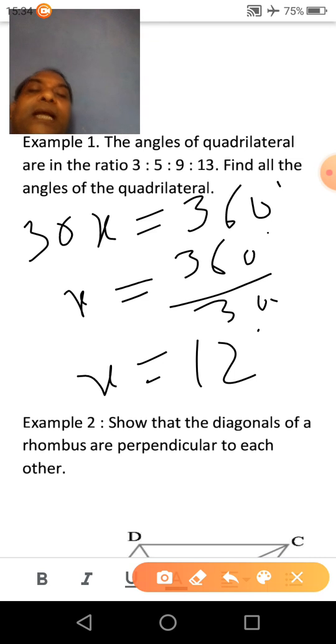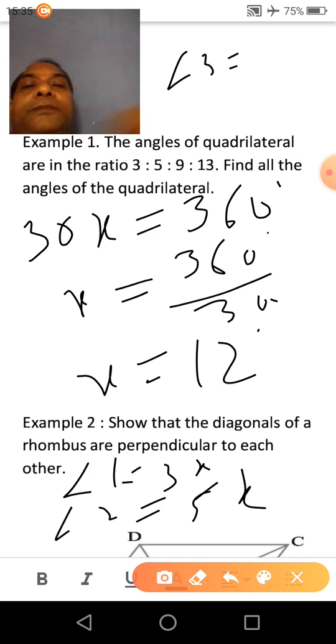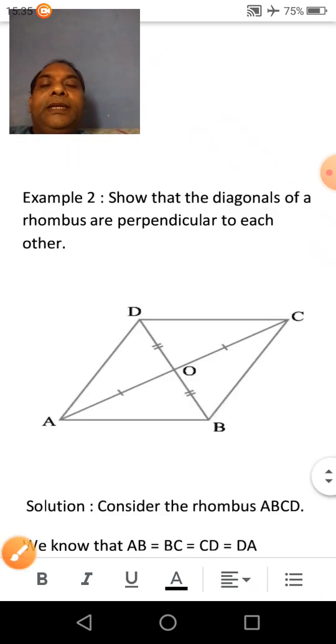Now you can find angles 1, 2, 3 and 4. Angle 1 is equal to 3x, put the value of x. Similarly angle 2 is equal to 5x, put the value of x. Angle 3 is equal to 9x, put the value of x. Angle 4 is equal to 13x, put the value of x. Clear? So you can find all angles of a quadrilateral.